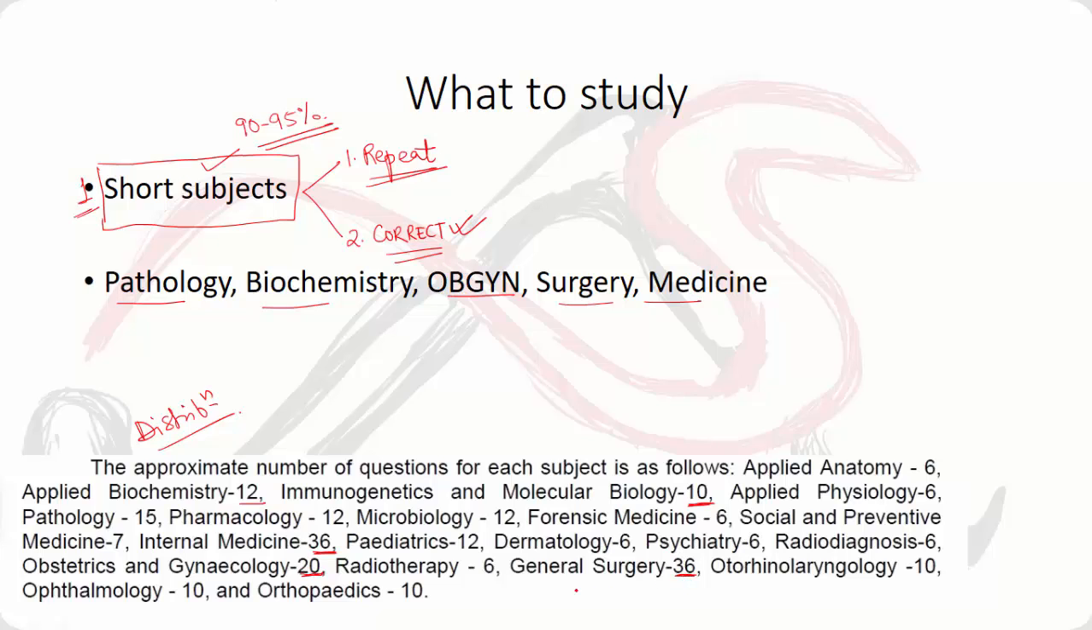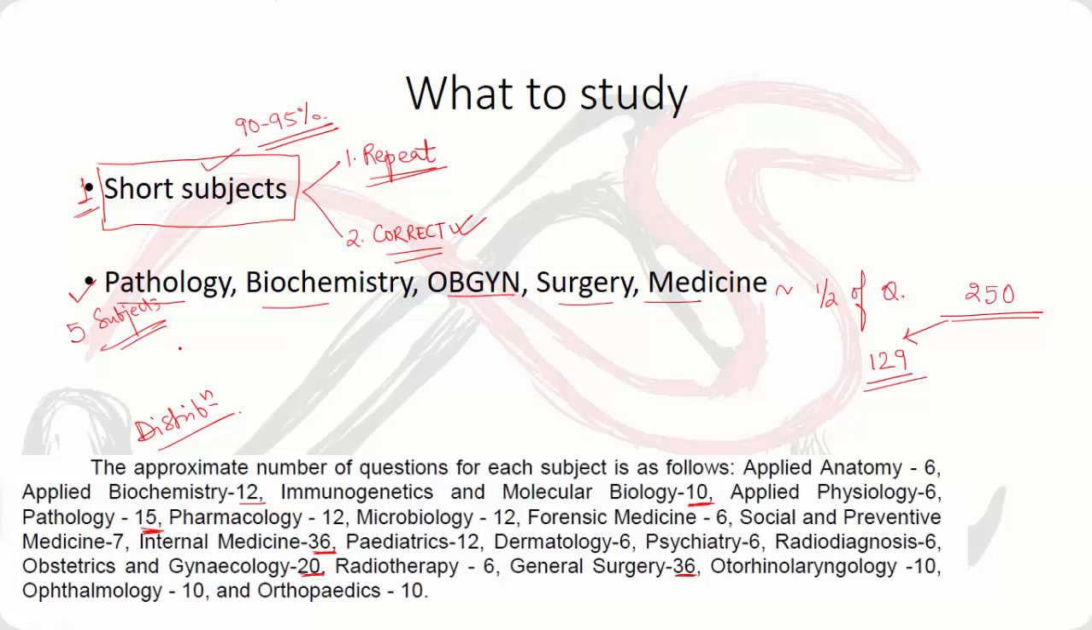So you see these: general surgery, gynae, medicine, biochem, and then path. Okay, where is path? Yeah, path is here, 15. So these 5 subjects are actually accounting for almost half of the questions asked in the exam. PGI has exactly 250 questions, out of which 129 are from these subjects that I have mentioned. So you can understand the importance of these 5 subjects.